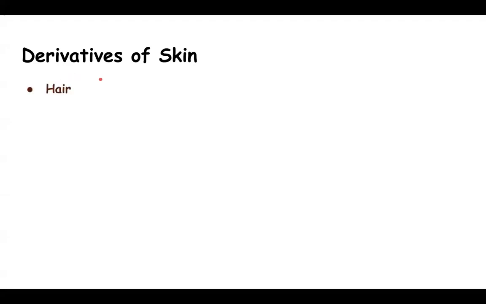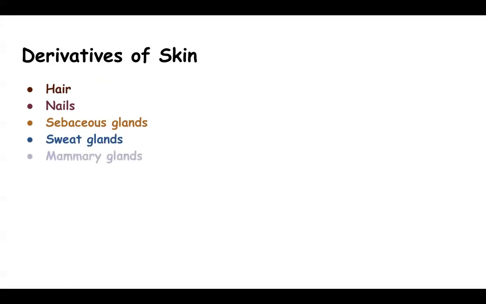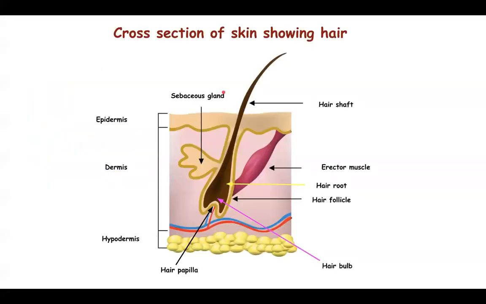The various derivatives of skin are hair, nails, sebaceous glands, sweat glands, and their modifications. That is the mammary glands, the Meibomian glands, and the ceruminous glands. So let's study them in detail.